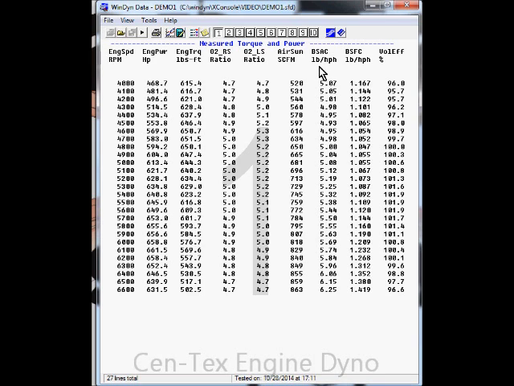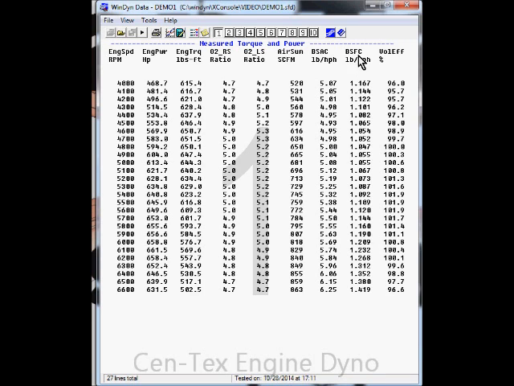This is brake specific air consumption, pounds of air per horsepower hour. It measures the air by weight, the pounds of air per each horsepower that it's made per hour. It's a calculated value, as you can see.